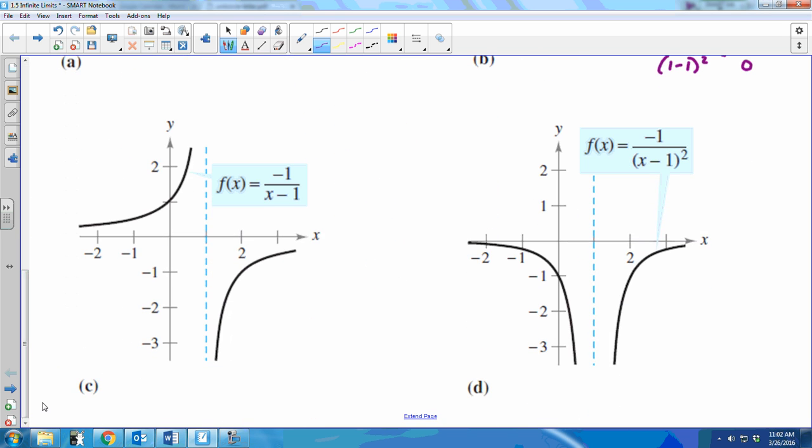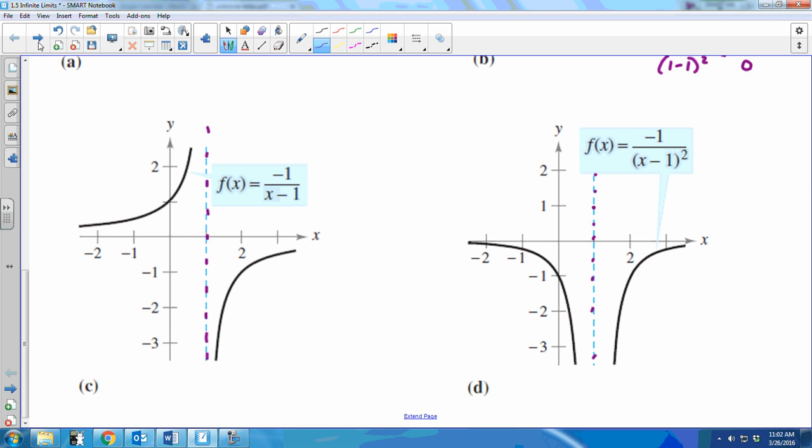Another example, this one has negative 1 divided by the quantity x minus 1. Same idea, you put 1 into the denominator, you get 0, you can't have that. So non-removable discontinuity at x equals 1. Same thing here, you have negative 1, so non-removable discontinuity at x equals 1, all right?